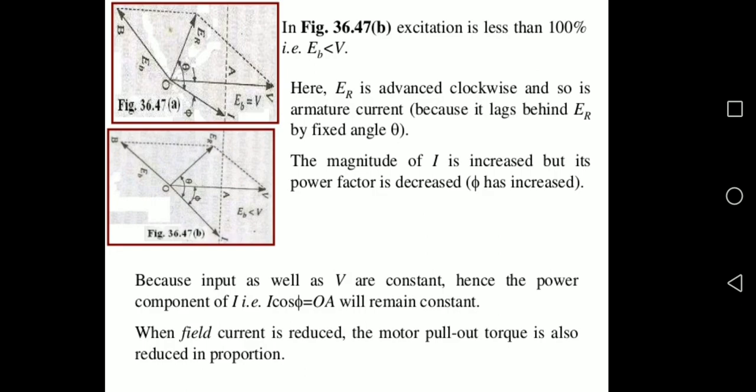The magnitude of IA is increased but its power factor is decreased. Phi has increased because the input as well as V are constant. Hence the power component, that is I cos phi equal to OA, will remain constant. When the field current is reduced, the motor pull-out torque also reduces proportionally.